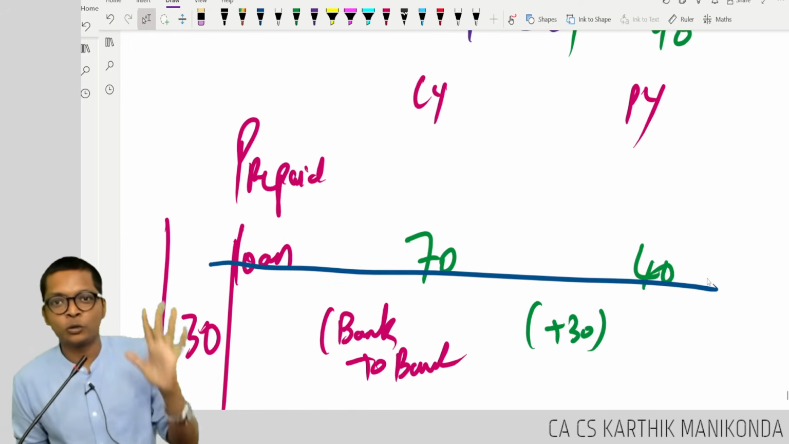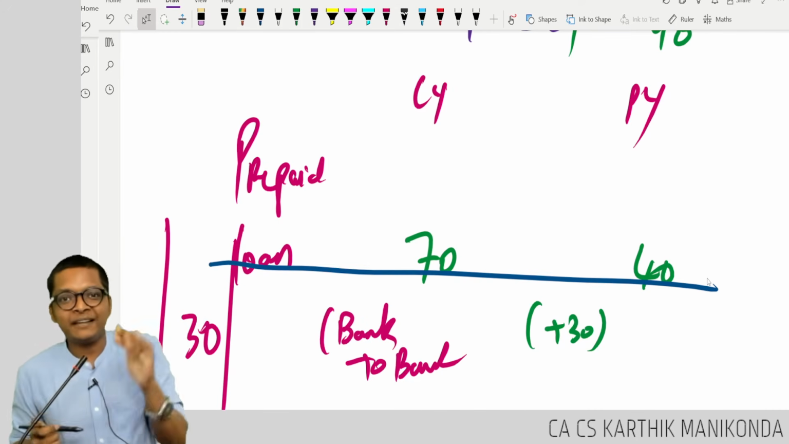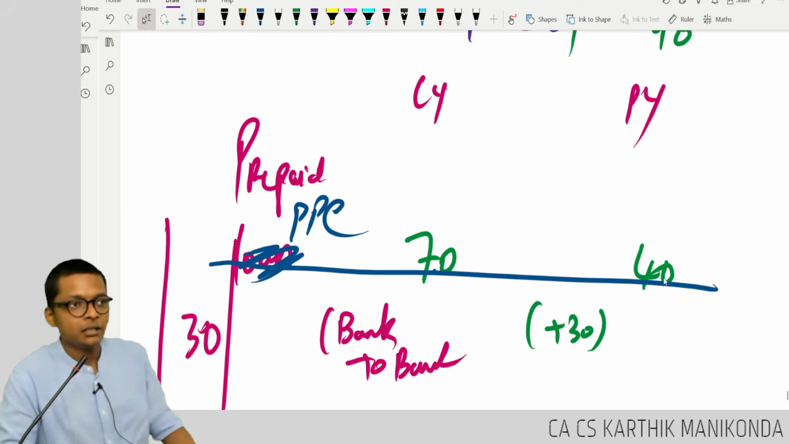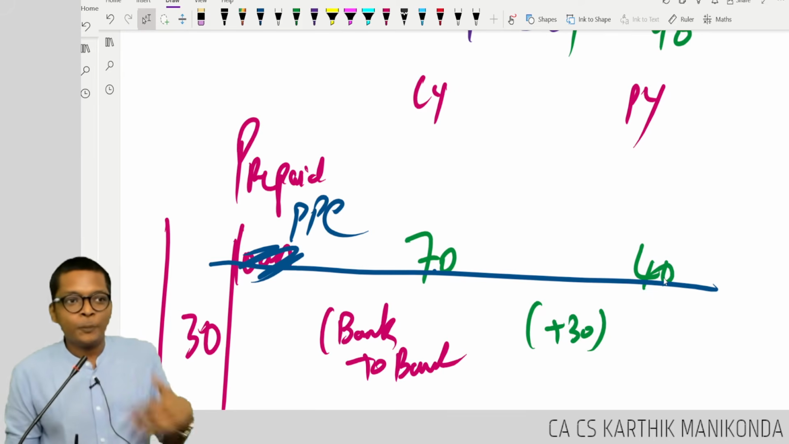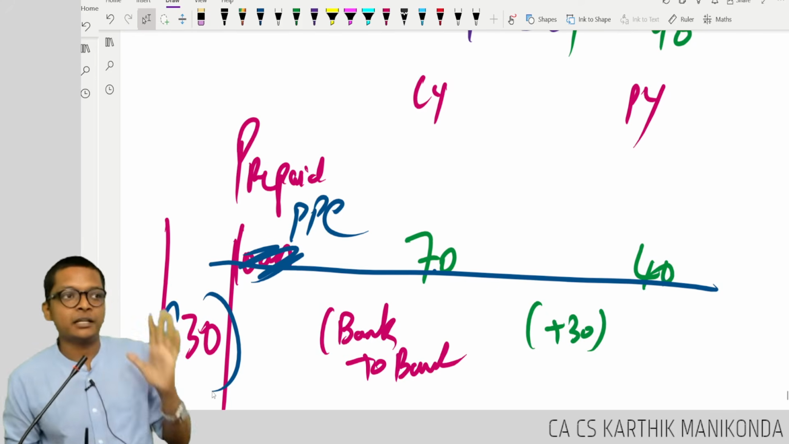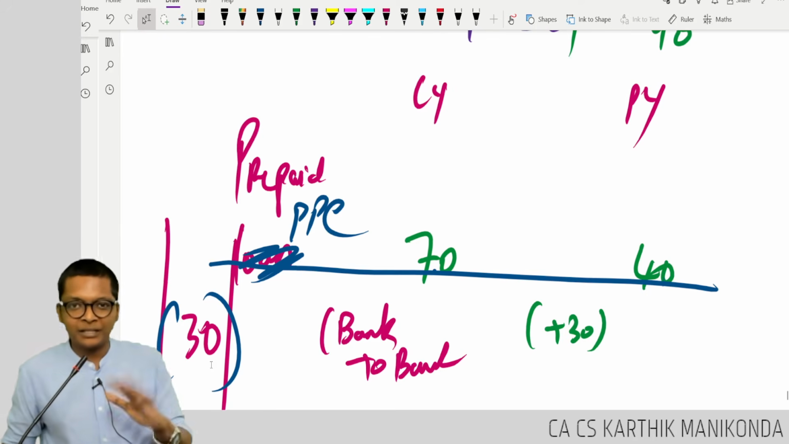Financing is over, investing over. Financing, investing simple: opening, closing, difference, with bracket or without bracket. Instead of loan, let me write property, plant, equipment. Current year 70, previous year 40. Increase by how much? That means you purchased an asset, so with bracket. Assuming depreciation is not there; that will come as a separate adjustment, we will come to that later.